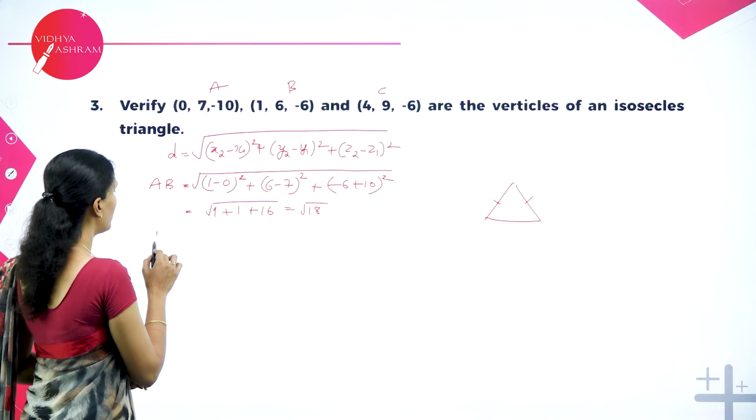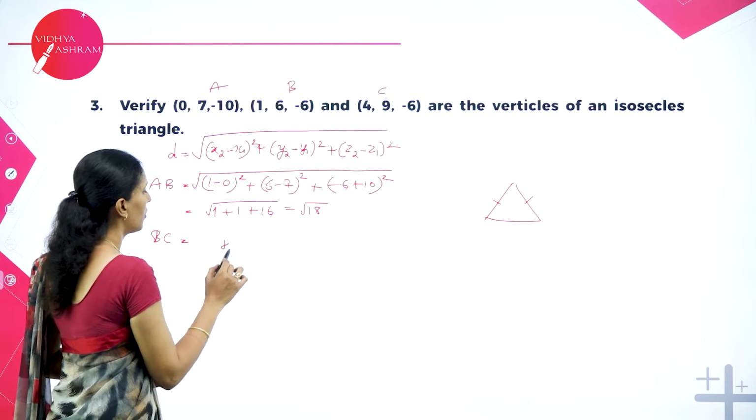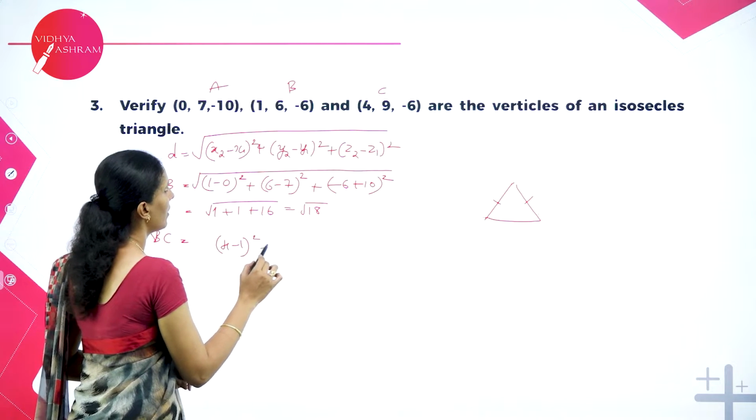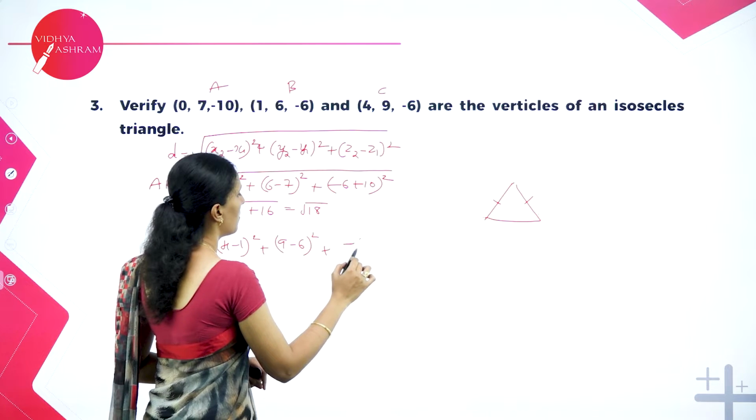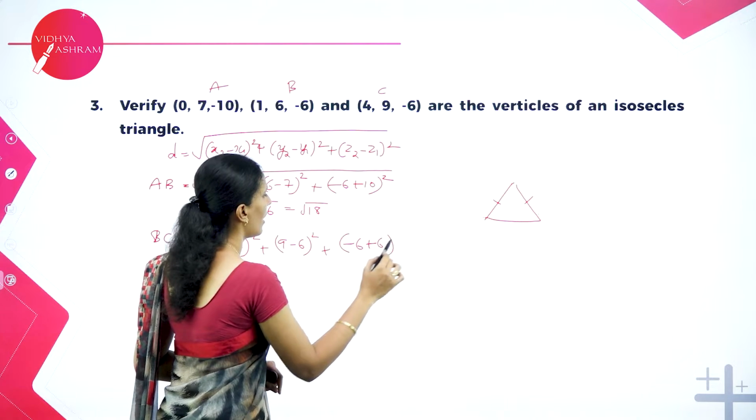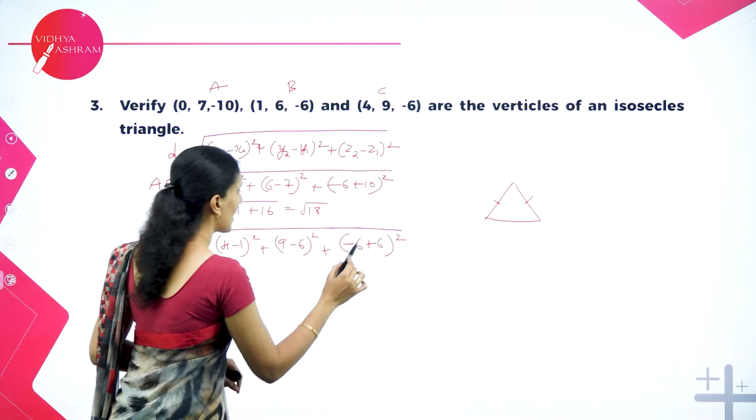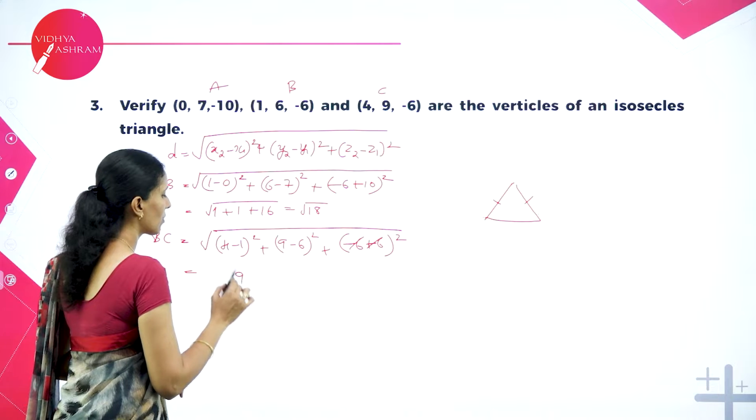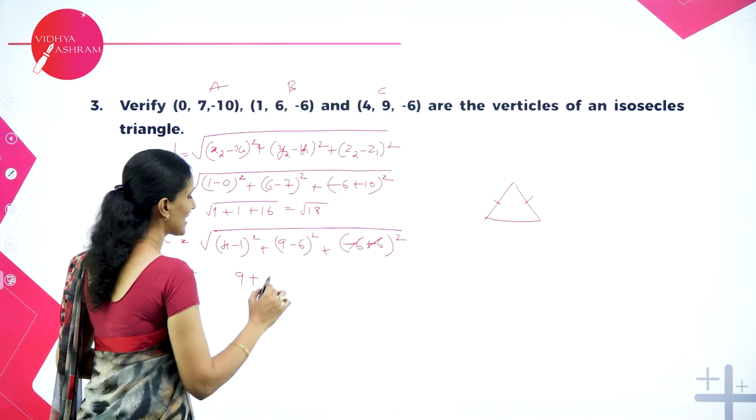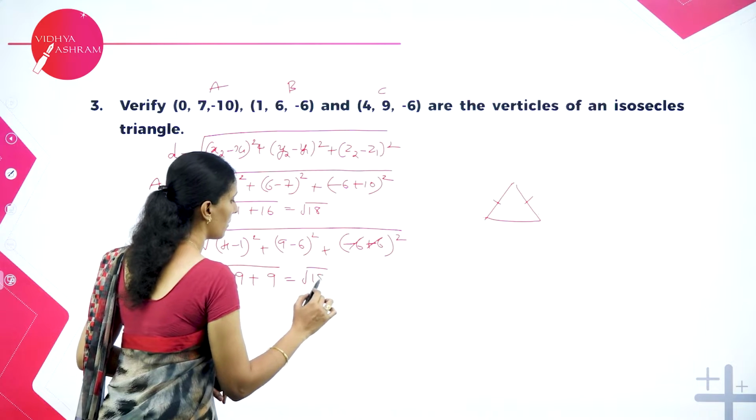Next we have BC. Let's take B and C. It is 4 minus 1 whole square plus 9 minus 6 whole square plus minus 6 plus 6 whole square. Because we have minus 6 here, minus of minus 6 cancels. So now this is 4 minus 1, 3 square, 9. 9 minus 6, 3 square, 9. So we got root 18.